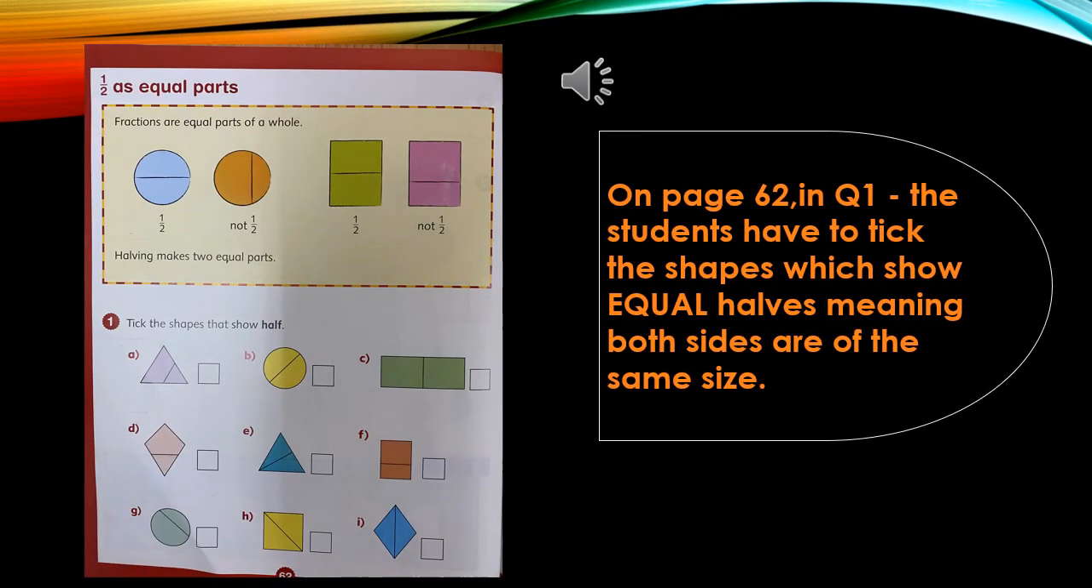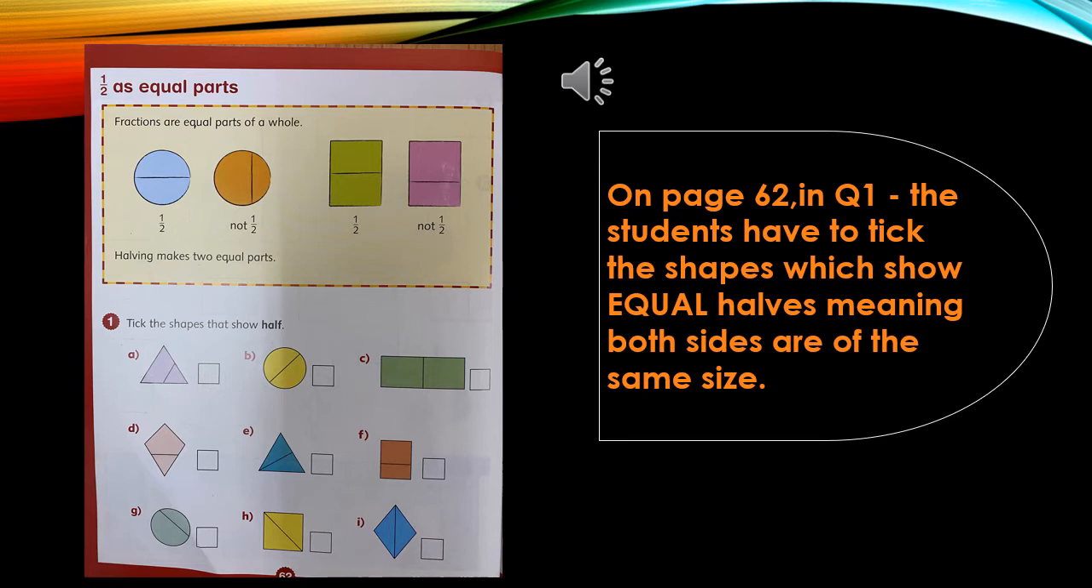Okay, page 62. We are going to study half as equal parts. Fractions are equal parts of one whole. Now what does this mean? If you look at the blue circle, you will see a line in between, which divides the circle into equal halves. But what about the orange circle? Is the line in between? I don't think so. So, is it divided equally in halves? No, exactly. Very good. Half is when you have two equal parts.